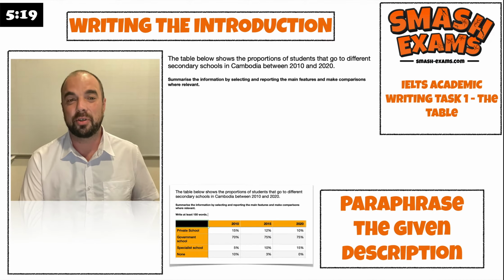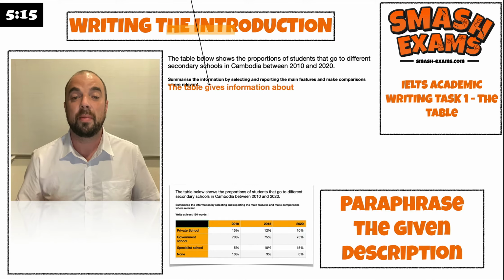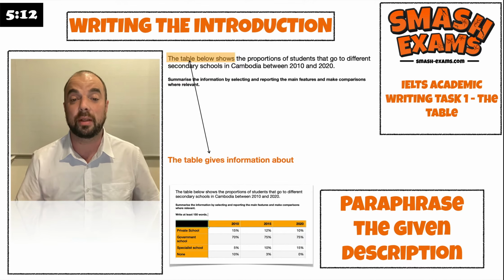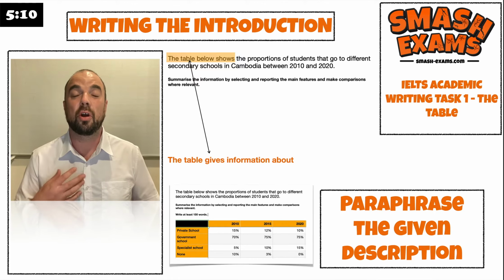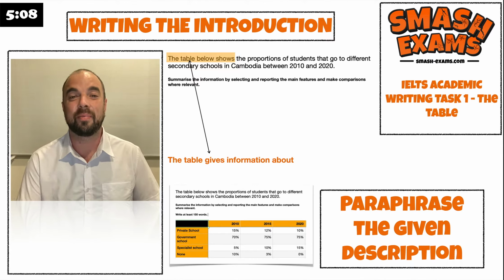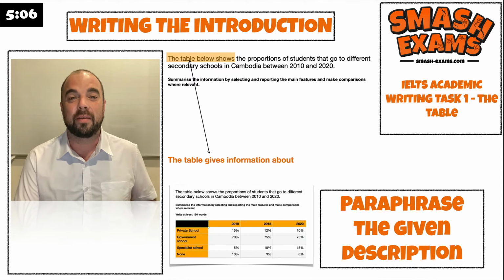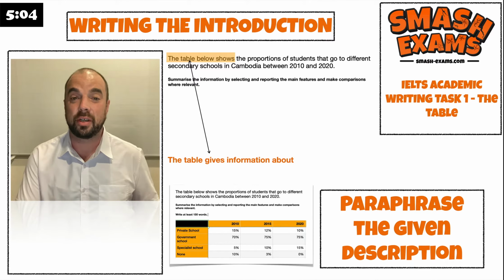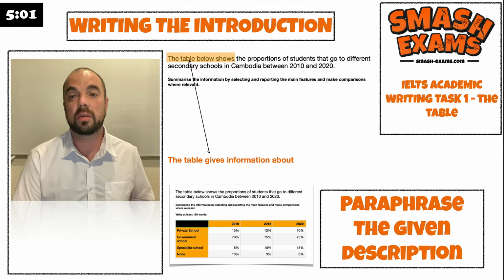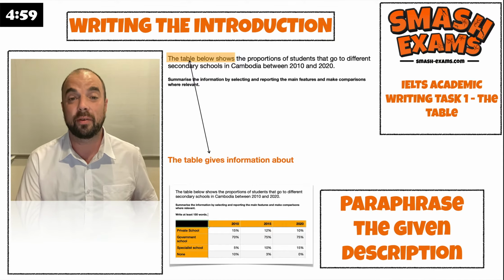So the first thing I will change is the same as every task. I would change the table below shows, and I would change that to the table gives information about. You can also use illustrates. The next part is a little bit different because it is unique to each question. So in this question it says the proportions of students that go to different secondary schools.